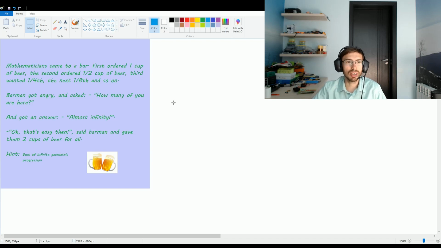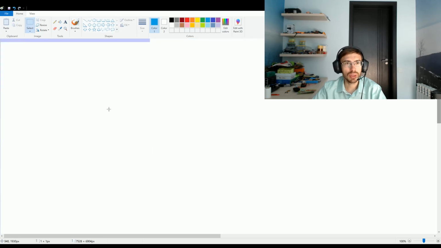And the barman asks, "How many of you are here?" Mathematicians answer, "Oh, almost infinity, very many." "Oh, that's easy then," said the happy barman, and gave them 2 cups of beer for all. So this is the joke about the sum of an infinite geometric progression. So let's speak more about the maths behind it.